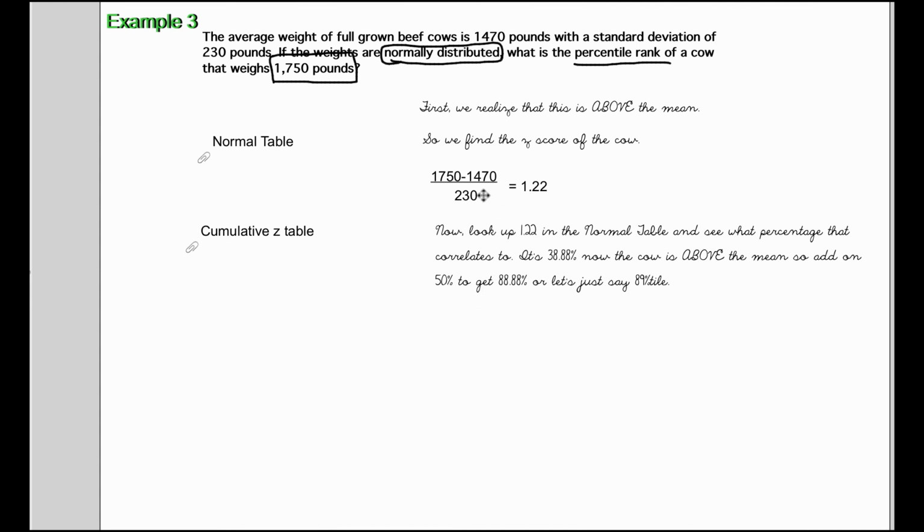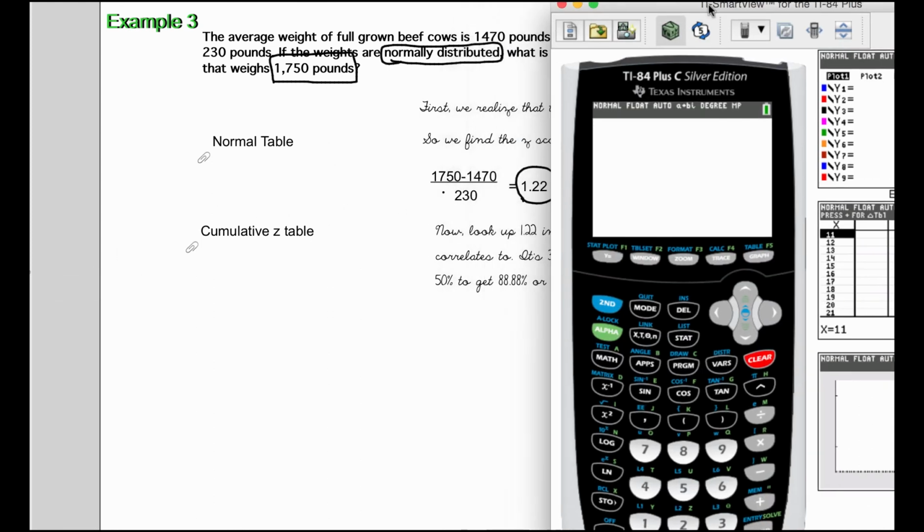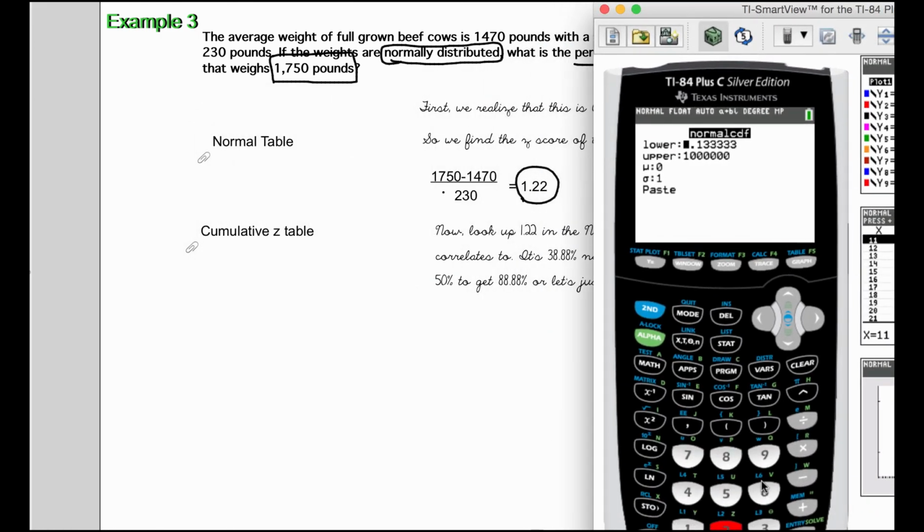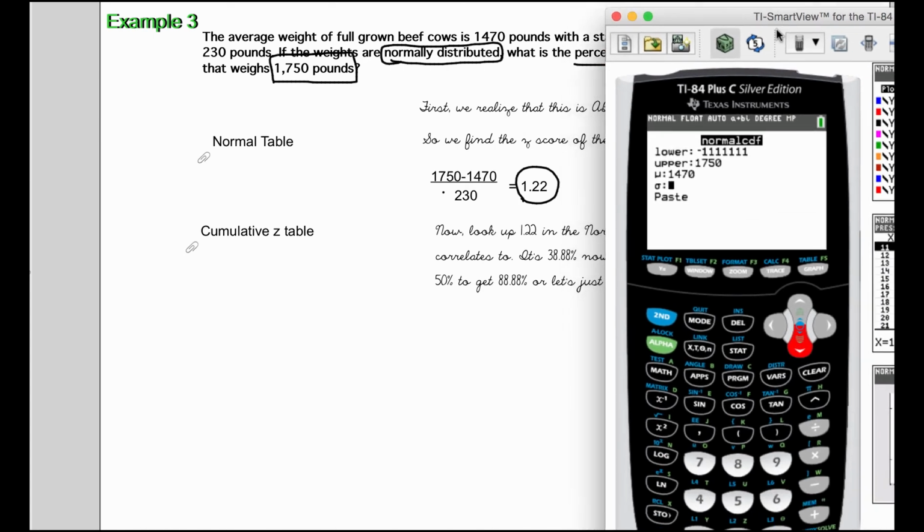So we could say 1,750 minus 1,470 divided by 230 is 1.22. We could come here and we could do that out. We can say, okay, what do we want to do? What's the percentile of a cow that weighs 1,750 pounds? So its lower bound is we don't know what, large number, made it up. Its upper bound is 1,750. We could say its average is 1,470. We could say its standard deviation is 230. And we can get as an answer roughly 88.8%.